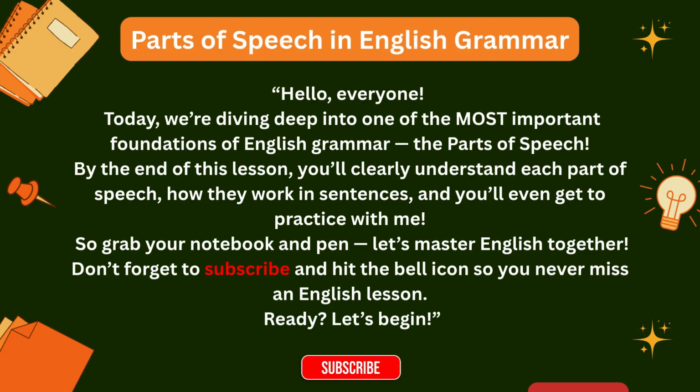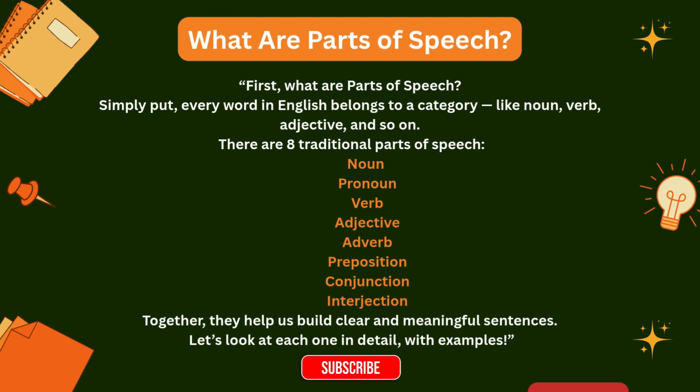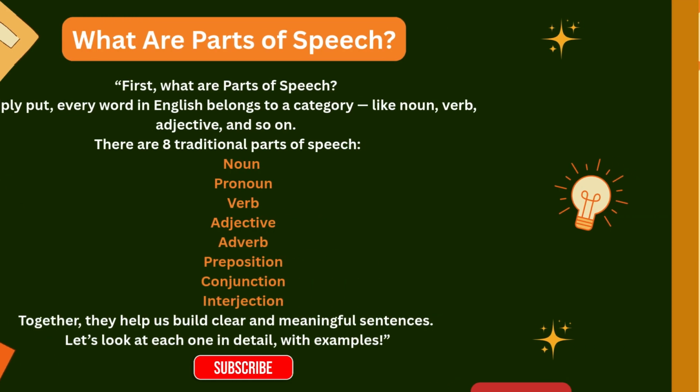Ready? Let's begin. First, what are parts of speech? Simply put, every word in English belongs to a category like noun, verb, adjective, and so on. There are 8 traditional parts of speech: noun, pronoun, verb, adjective, adverb, preposition, conjunction, interjection. Together, they help us build clear and meaningful sentences. Let's look at each one in detail with examples.